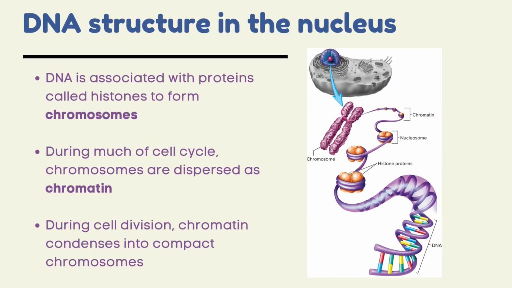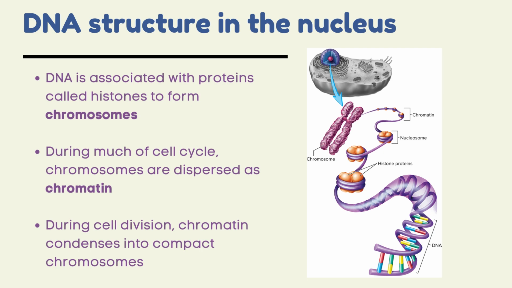As was mentioned, the nucleus holds DNA. DNA does not just float around as a double-stranded helix. Instead, it wraps itself around histone proteins. At this point, the structure is called chromatin. Chromatin is how DNA is found normally inside of the nucleus.